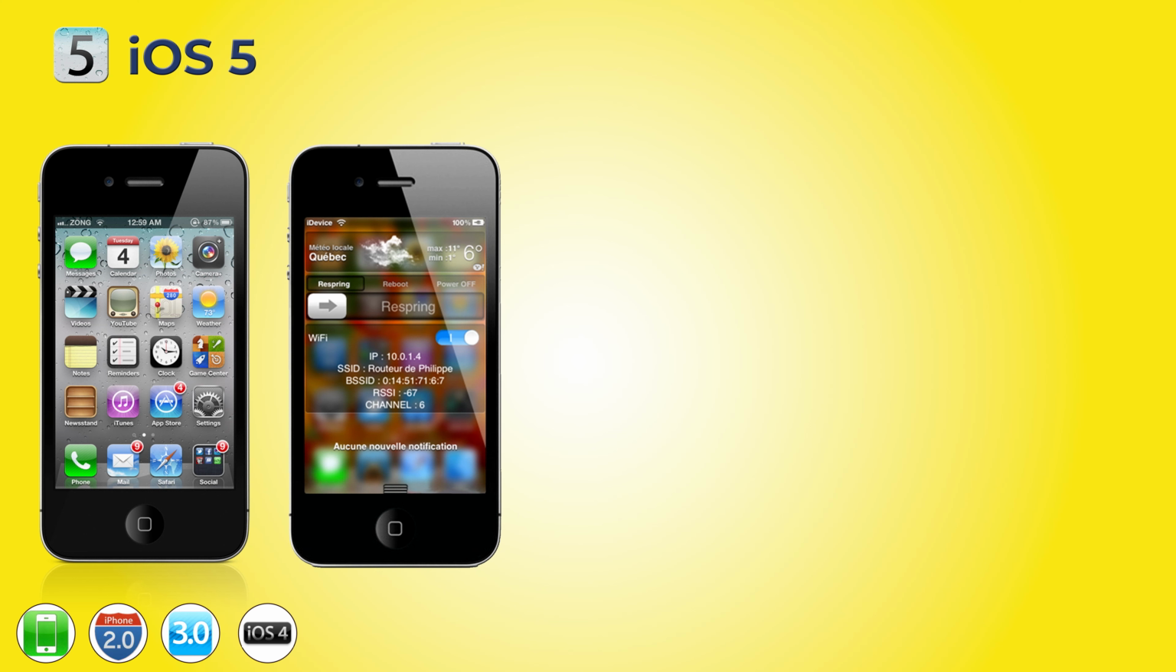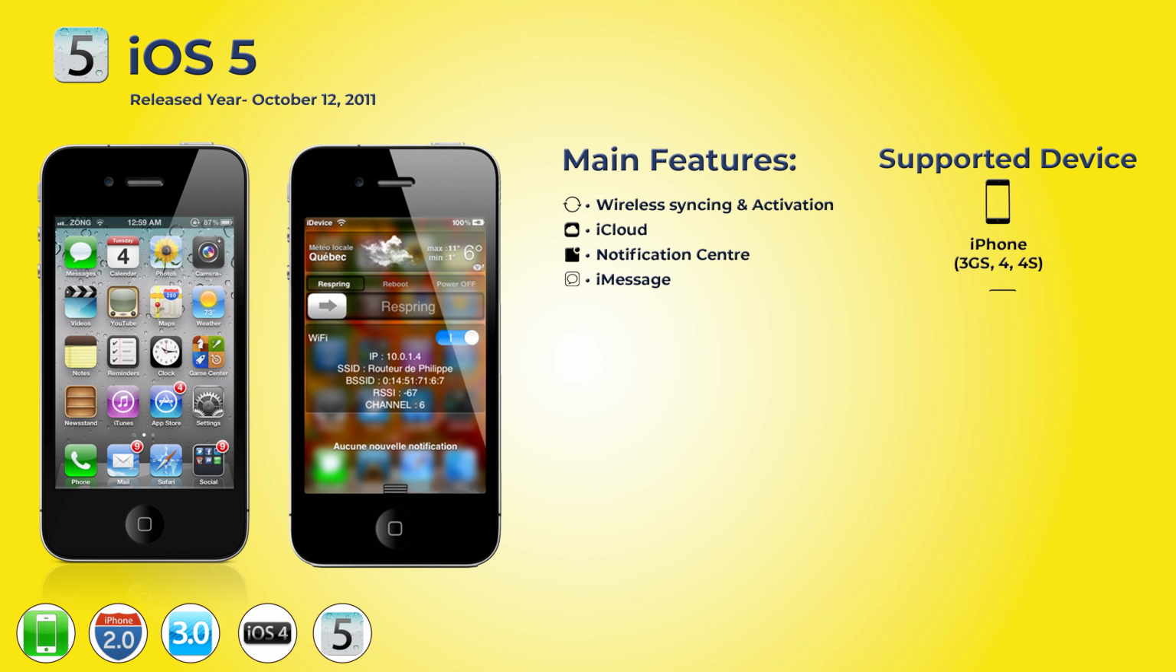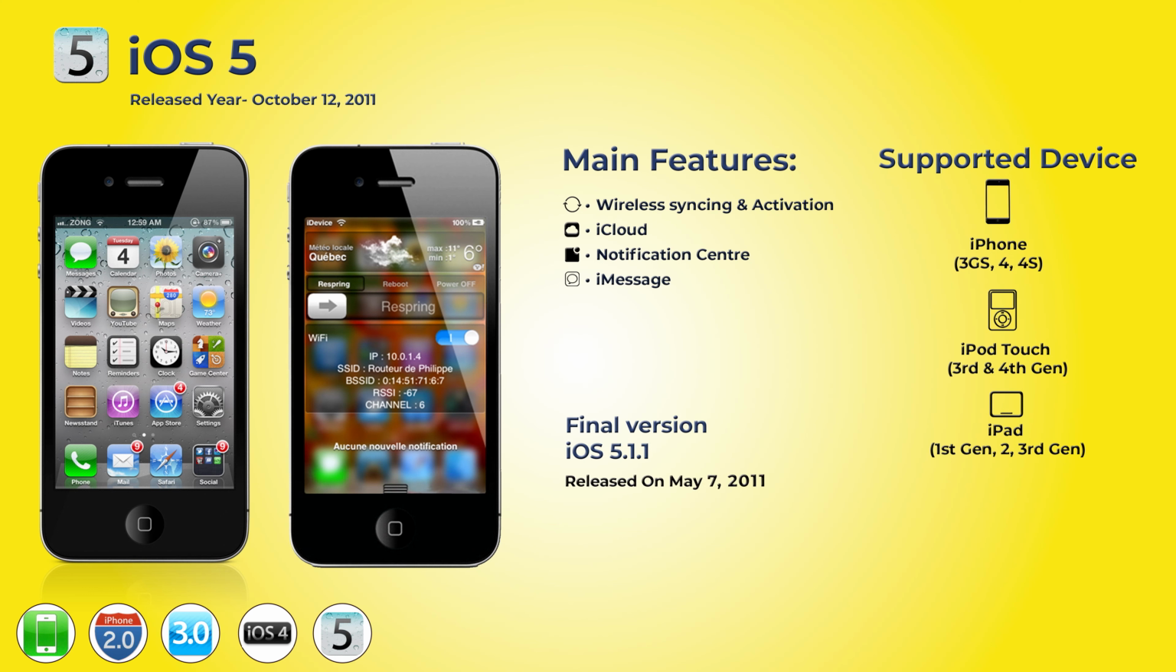Apple released iOS 5 to the public on October 12, 2011. This iOS version provides the ability to activate the iPhone wirelessly and use iCloud, Notification Center, and iMessage. The supported devices are on screen. The final version was iOS 5.1.1, released on May 7, 2012. Support for this version ended in the year 2014.